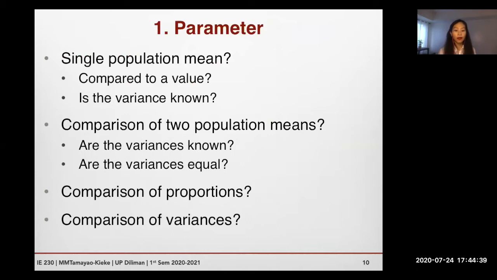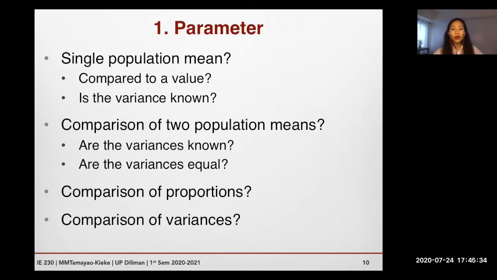Okay, the first step really is to understand the problem. From this, you identify what parameter is most relevant to investigate and what is the context surrounding it. For example, a problem might call for the investigation of the mean of a population, and one may want to know how this mean compares to a certain value. Is it equal to 0? Is it equal to a constant k? Or is it greater than or less than a constant? Do we know the variance of this population?